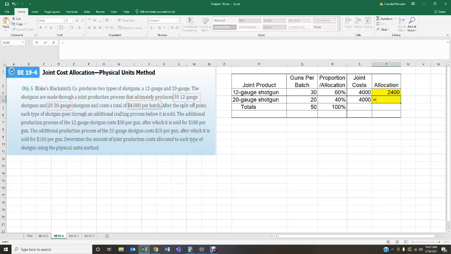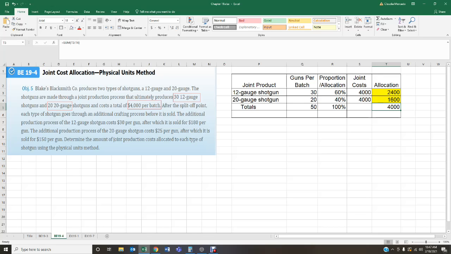Then I've got my $4,000 joint cost. This is how much I spent for the entire batch. And I'm allocating 40% of that to my 20 gauge shotgun. That gives me $1,600. So at the end of the day, I have split my $4,000 batch cost, $2,400 to my 12 gauge shotgun, and $1,600 to my 20 gauge shotgun. The question was, determine the amount of joint production costs allocated to each type of shotgun. So for the 12 gauge, $2,400. For my 20 gauge, $1,600.